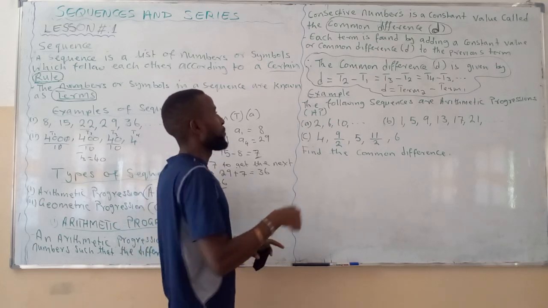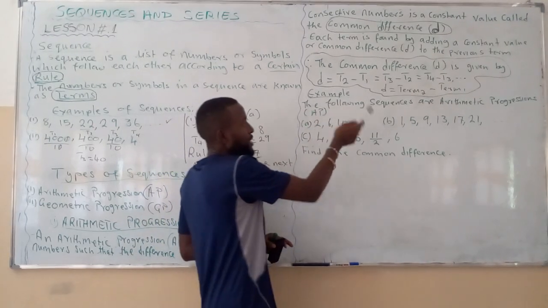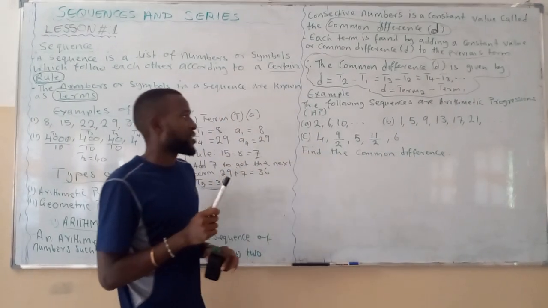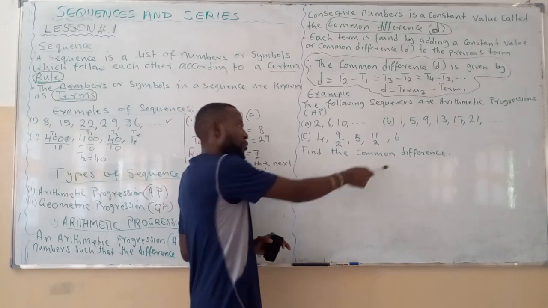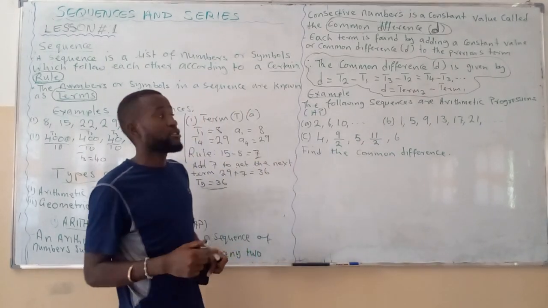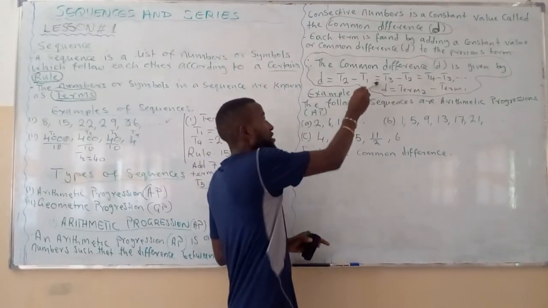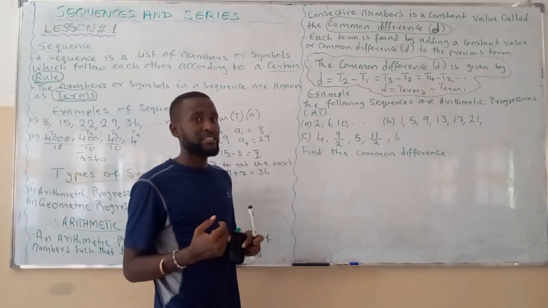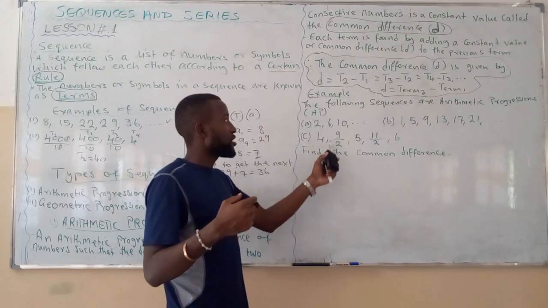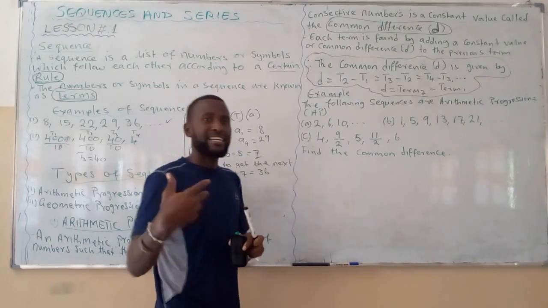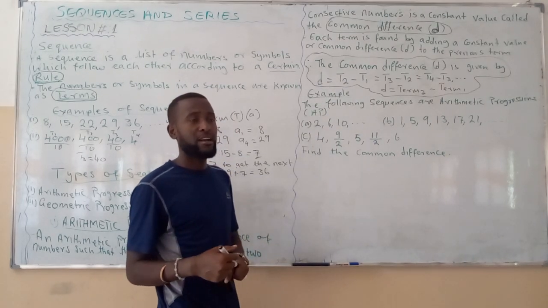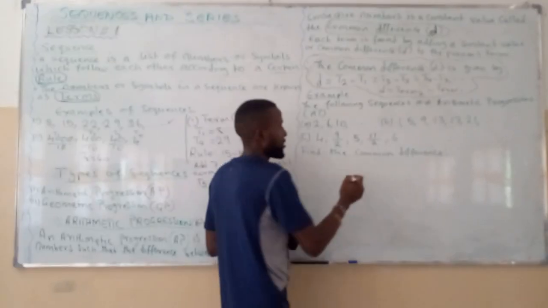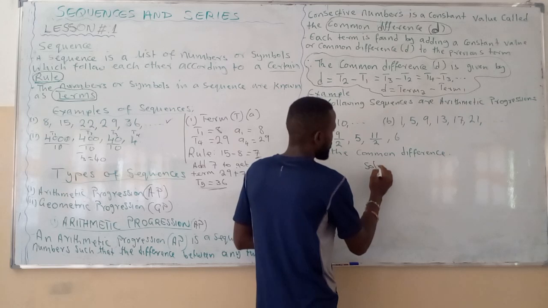Now, example. The following sequences are arithmetic progressions, AP. Find the common difference. We're going to find the common difference by using these formulas. I would advise you to pause the video at this moment and try to answer this question using this method, and see if you can get the correct answer before we do it together. Pause the video now. Solutions.